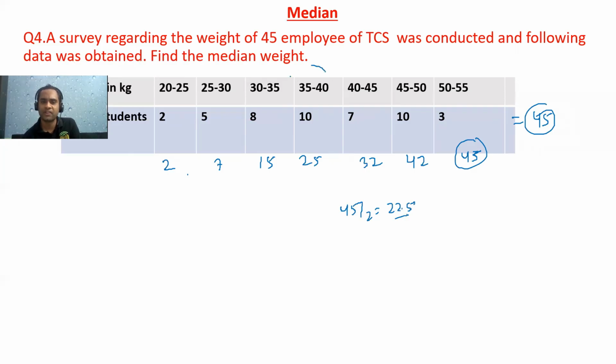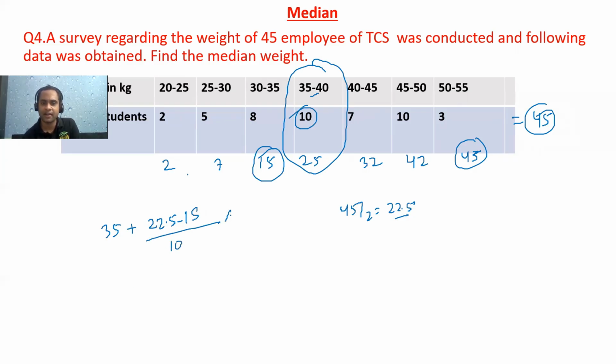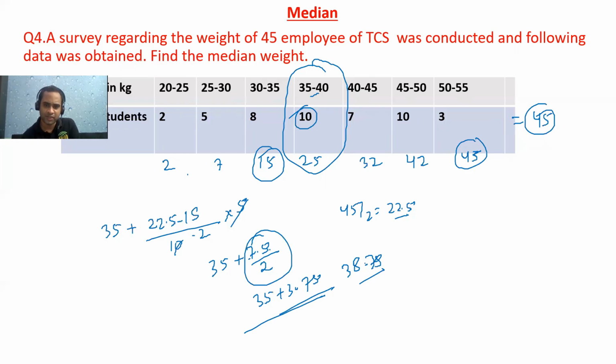Now L. So this is your median class. L will be nothing but 35 plus N by 2, 22.5 minus CF, which will be 15, divided by frequency 10 and class height 5. So once you are able to do that, your answer will be more than 35. So here 7.5 divided by 2, so 35 plus 3.75. Okay. So 38.75. You can check once. Like this, you have to solve it within 1 minute in the examination.